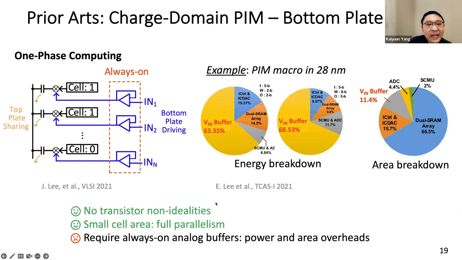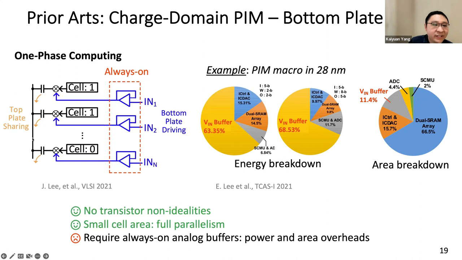More recently, with an effort to reduce the computing circuitry added to memory cells, a different type of charge domain computing has been proposed. This new type of design is called bottom plate driving. The idea is, instead of pre-charging the capacitor, then discharging based on the weight, and then doing the charge sharing, all those steps are combined into a single step: you drive the bottom plate of the capacitor with your input value multiplied with the weight, and then you directly do charge sharing on the top plate.